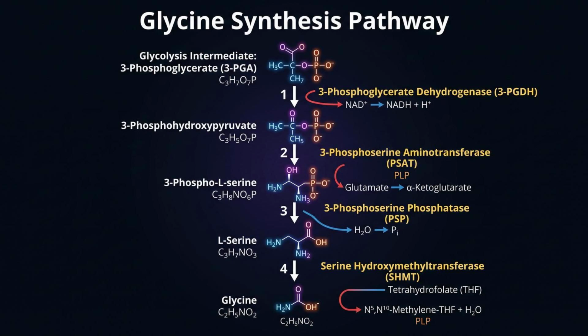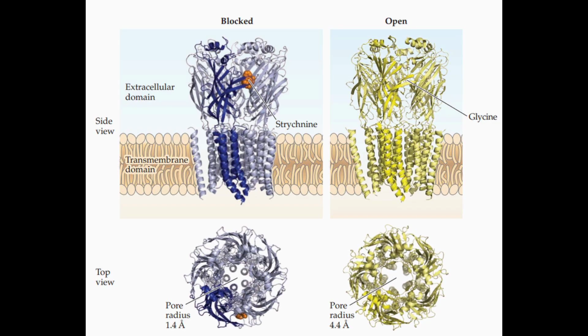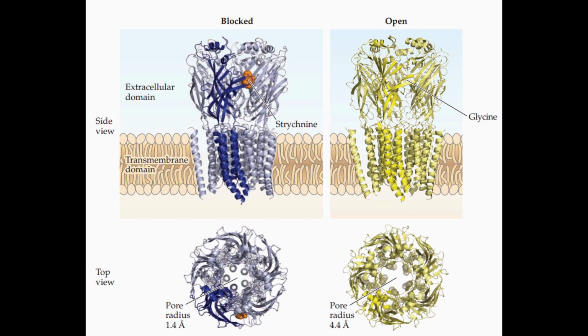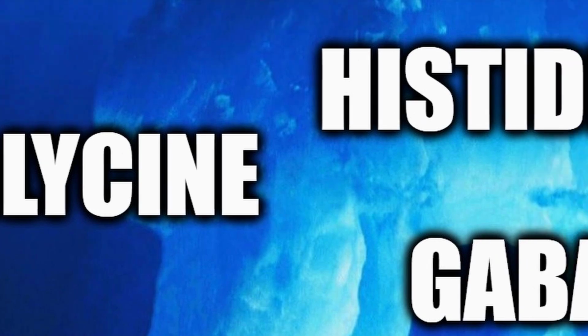Then it is packed into synaptic vesicles via a vesicular inhibitory amino acid transporter and released into the synaptic cleft. It binds to and opens channels that let chloride and other anions enter the postsynaptic neuron, leading to hyperpolarization and thus inhibition of the postsynaptic neuron. An antagonist of glycine, strychnine, maintains the channel closed.